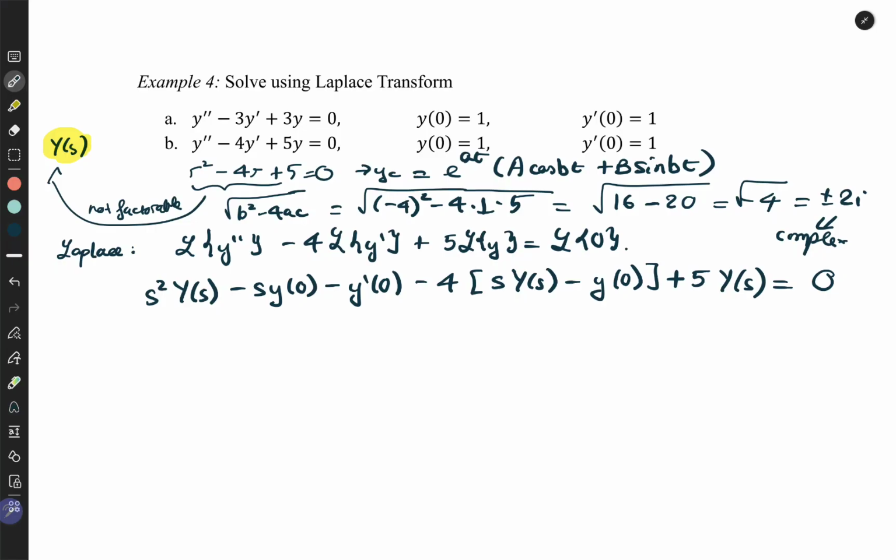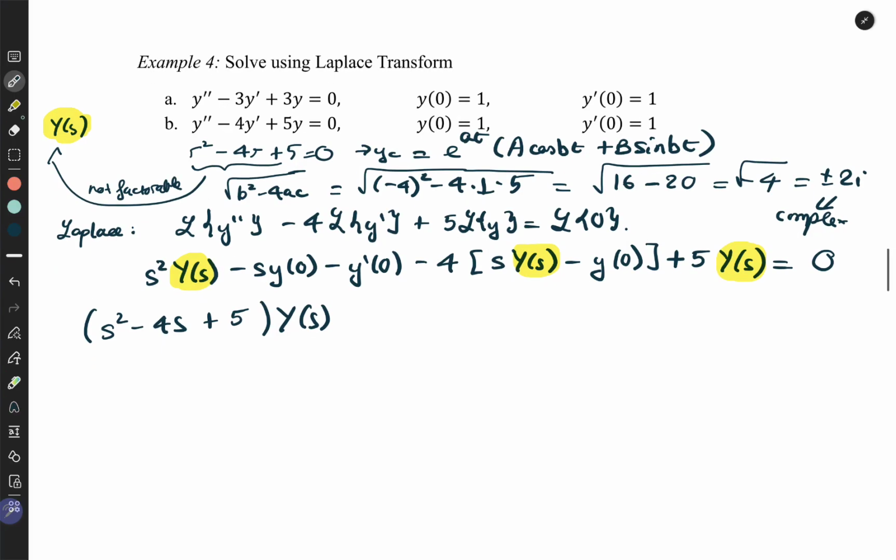To solve for Y(s), we're going to group the Y(s) terms, right here, here, and here. At the same time, grouping them means we're going to factor and combine the coefficients. So I have the first coefficient s squared minus 4s plus 5. Like I said, we're going to move a little bit faster.